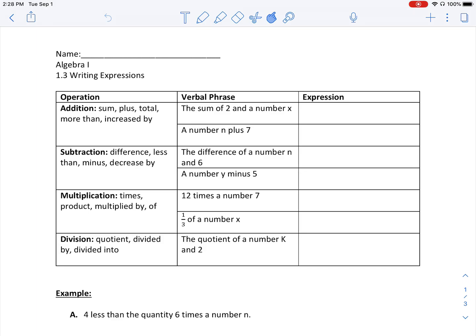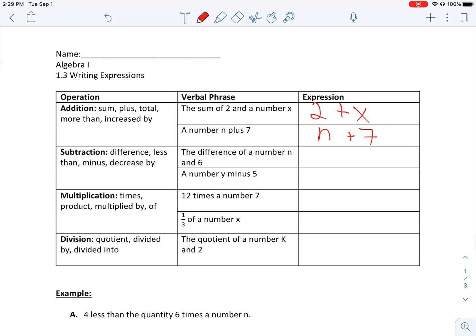So the first operation, and these are all obviously very basic, addition. If you see the word sum, plus, total, more than, or increase by, those are all English clues that you're going to add. All right, so the first verbal phrase is the sum of 2 and a number x. So how would I write that mathematically? Well, it would simply be 2 plus x. A number n plus 7, n plus 7.